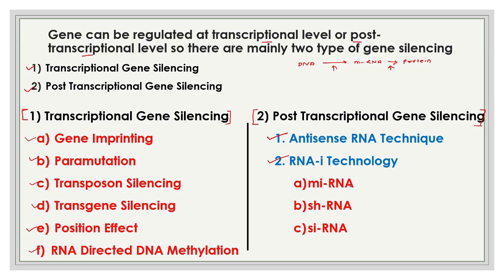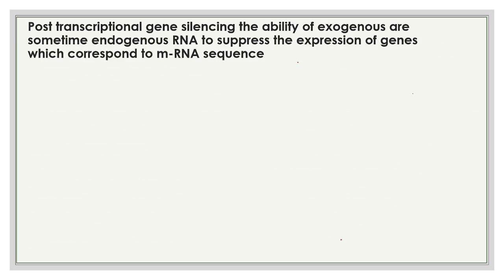In RNAi technology, there are three different types of RNA involved: miRNA, shRNA and siRNA. So what is miRNA? That is the microRNA. Sh is the short hairpin RNA and Si is the small interfering RNA. Okay. So stepwise we will see the detailed mechanism of antisense RNA technology and RNAi technology.